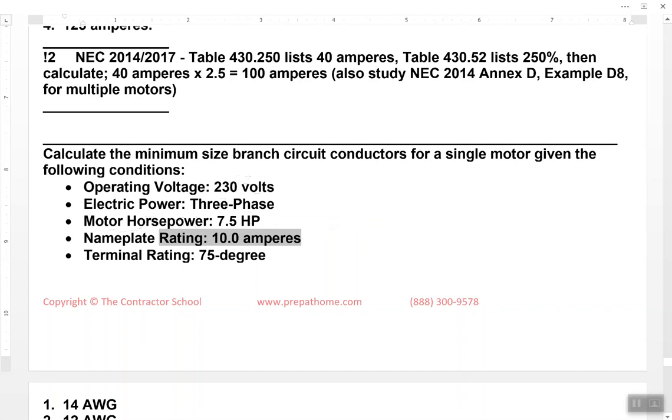Make sure that you use the horsepower, not the nameplate, because you're talking about the branch circuit conductors, termination 75 degrees C. So just be careful. In this case, you don't need the nameplate rating. You need the horsepower, right? So just be careful.